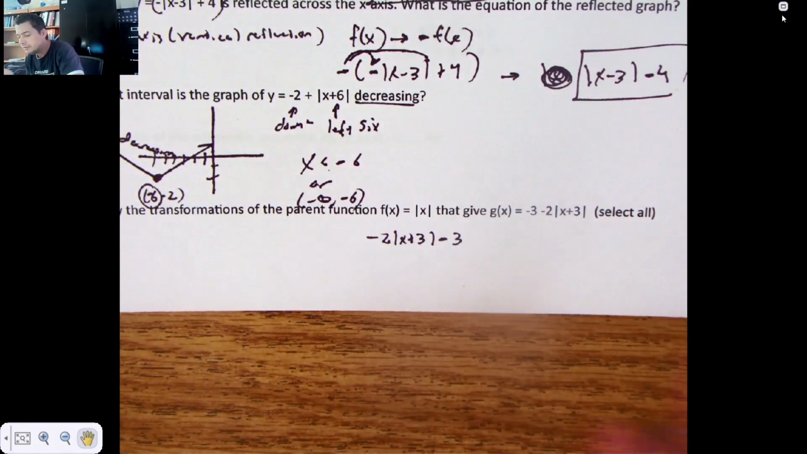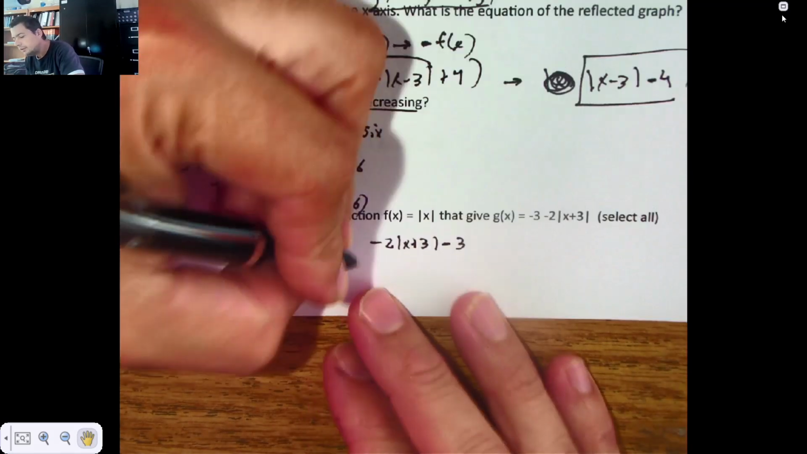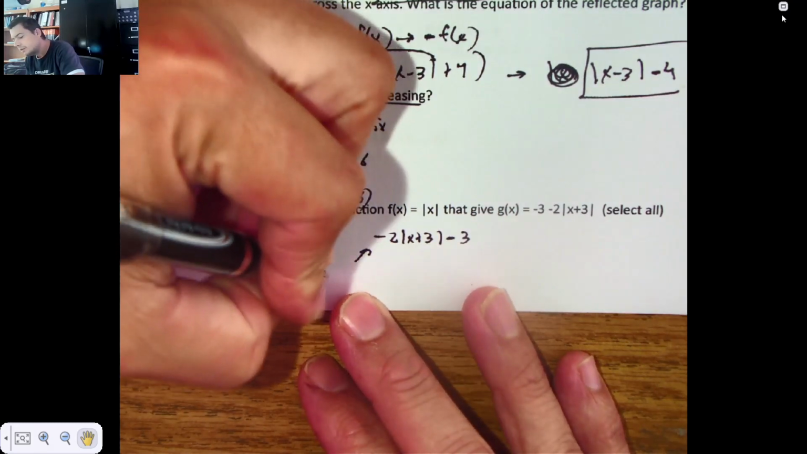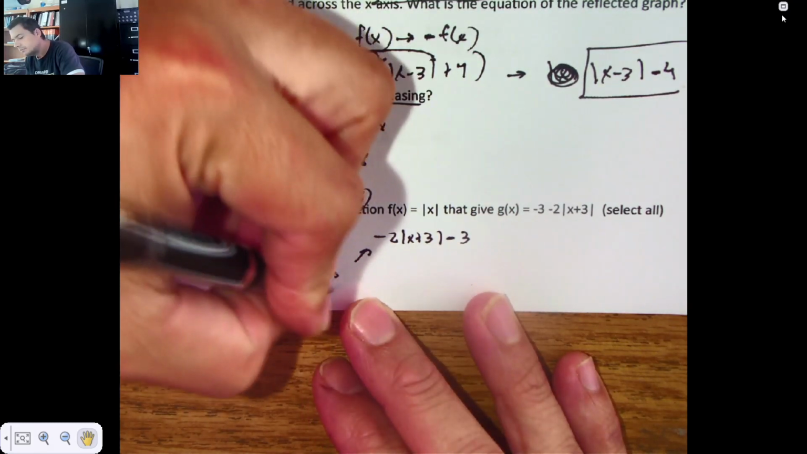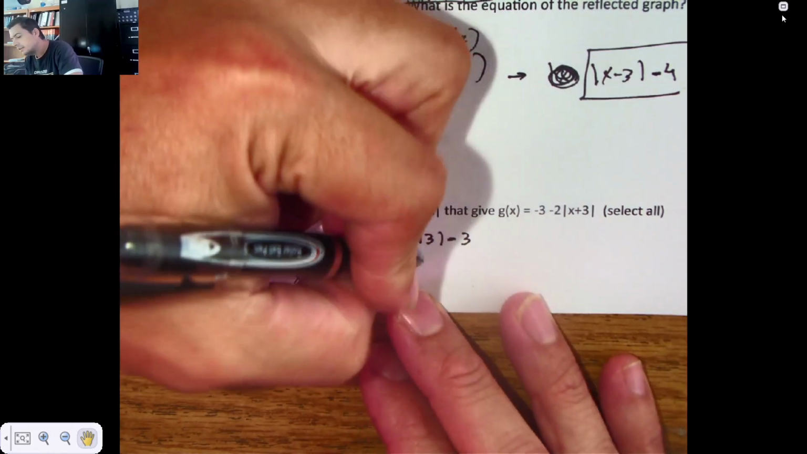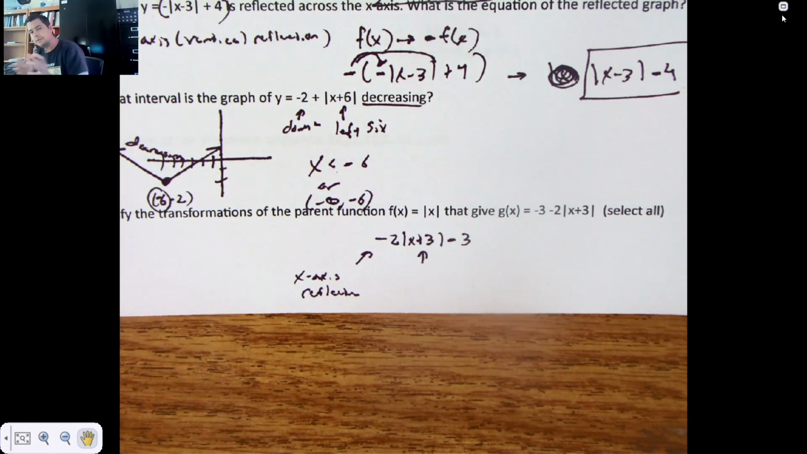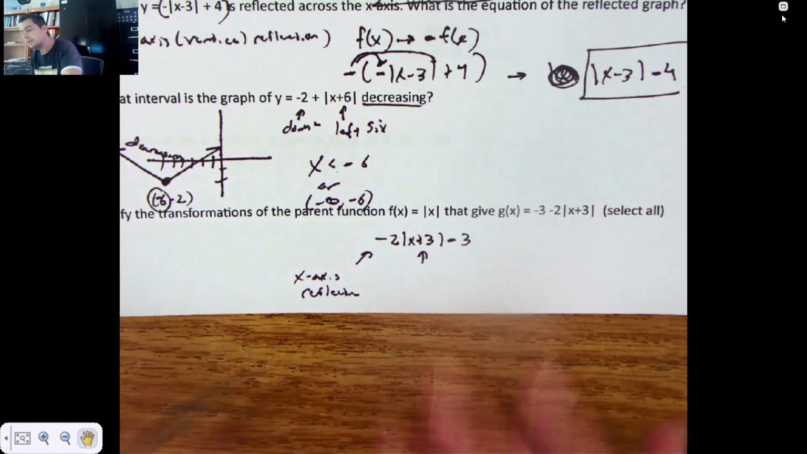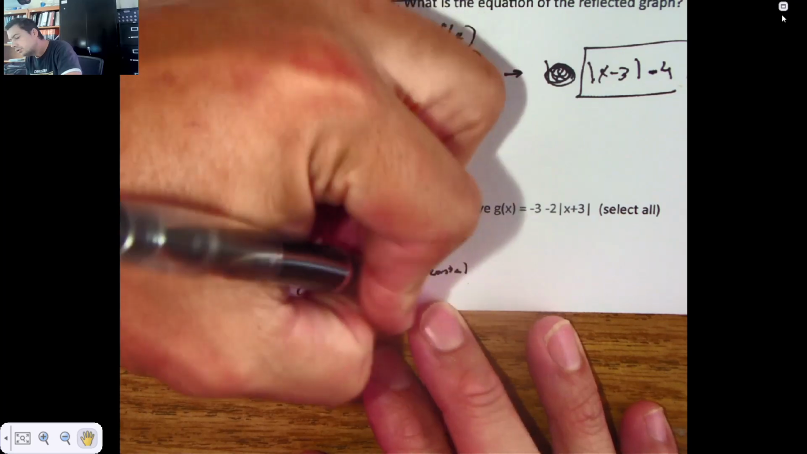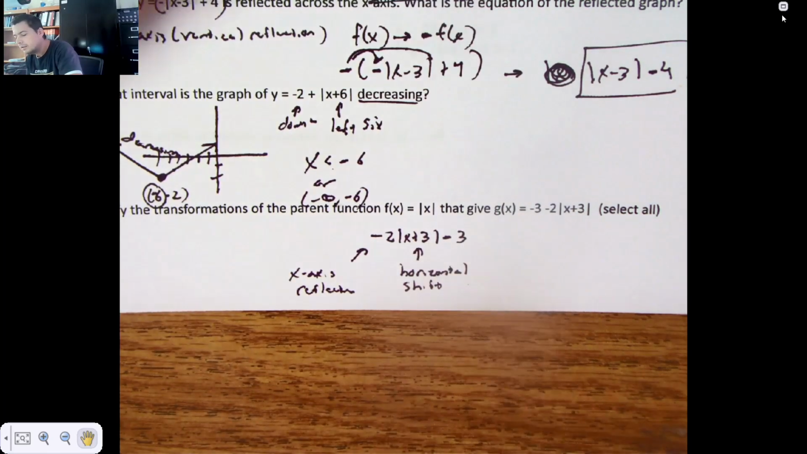And just think about the stuff you have. You've got this negative symbol out front. That is an x-axis reflection. It became negative. It was positive. This guy, it deals with input. Input is left to right. It's horizontal, and it's always opposite sign. It's a horizontal shift, and it is left 3.